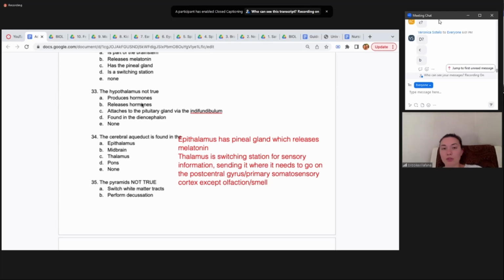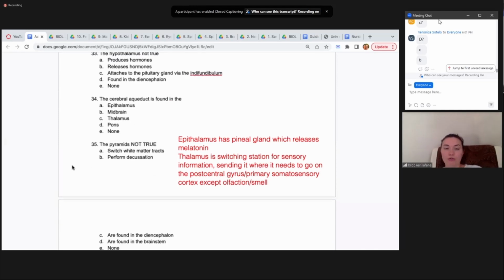The hypothalamus produces them and stores them in the pituitary gland. It's connected to the pituitary gland through the infundibulum, which is like a little tube. And the hypothalamus is found in the diencephalon. So our correct answer there would be B, because it does not release the hormones, it just stores them.